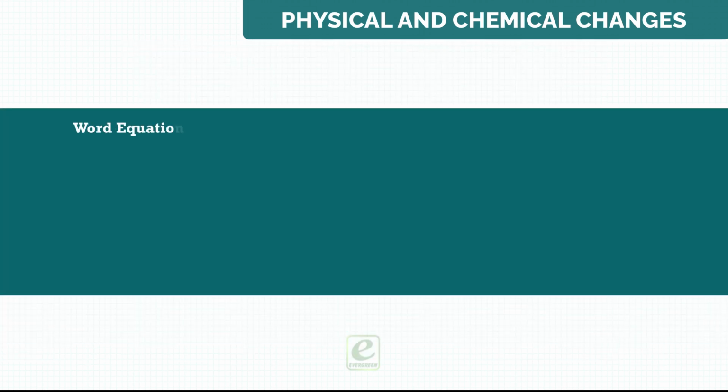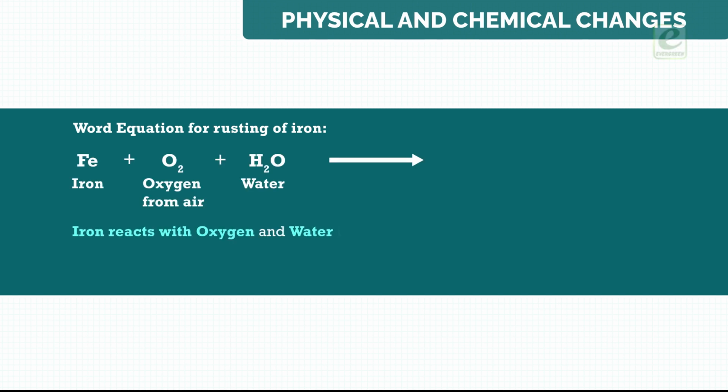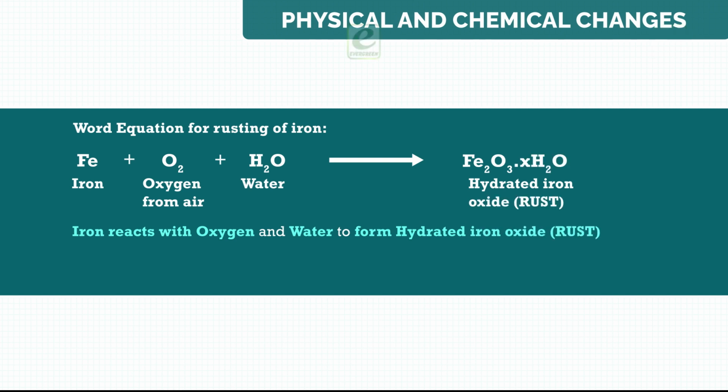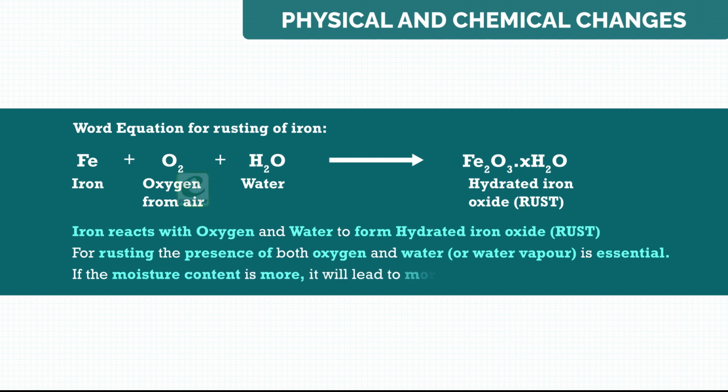Word equation for rusting of iron. Iron reacts with oxygen and water to form hydrated iron oxide or rust. For rusting, the presence of both oxygen and water or water vapor is essential. If the moisture content is more, it will lead to more rusting.